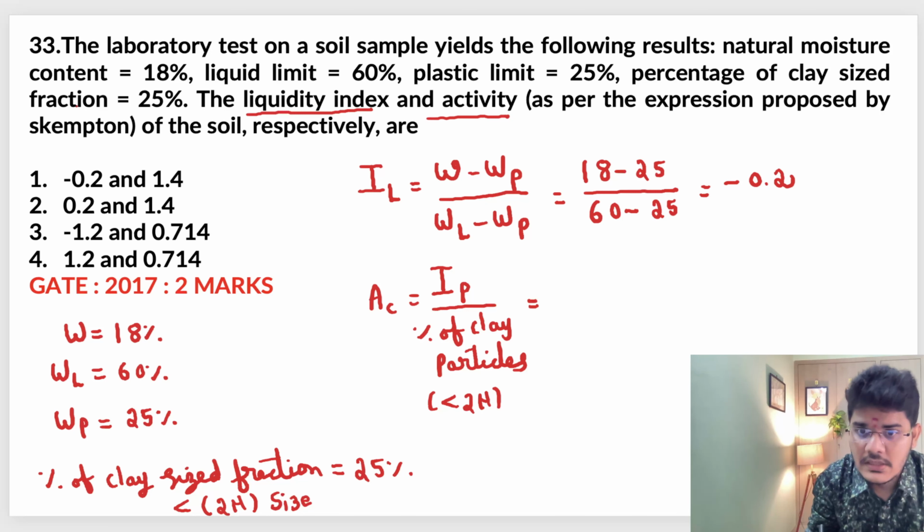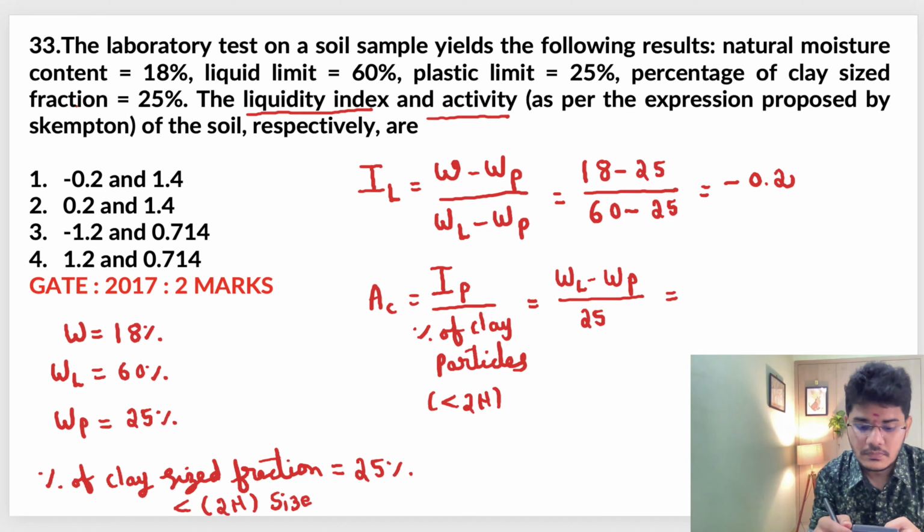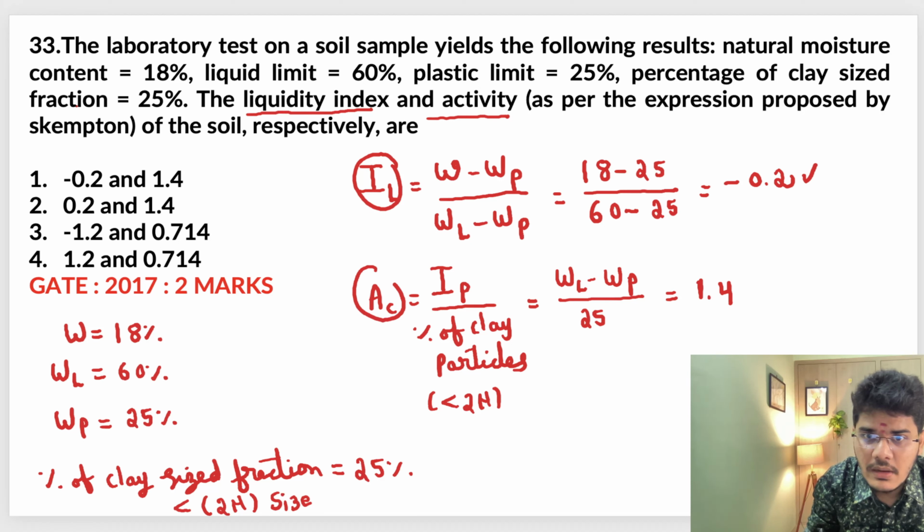Next, plasticity index, I P means W L minus W P. So 60 minus 25, that will be 35. Activity is nothing but W L minus W P divided by the percentage of clay fraction, which he has given as 25. So 60 minus 25, 35, divided by 25, it is coming around 1.4. So liquidity index is minus 0.2, and activity number or activity is equal to 1.4.